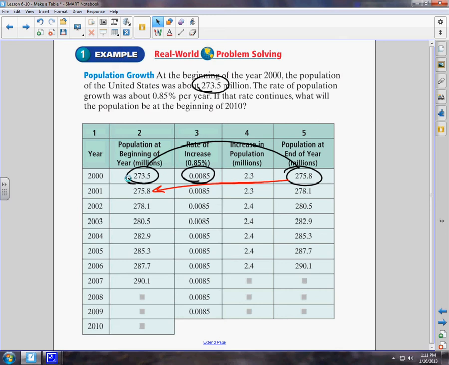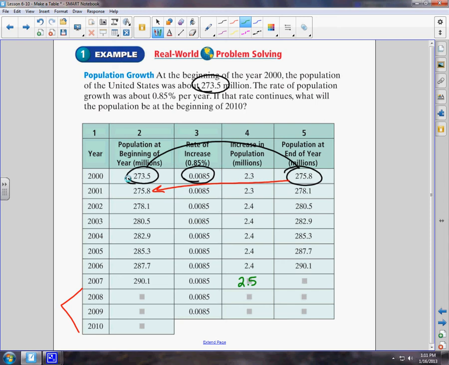So you don't need to copy the whole table. I just want you to try these last 4 years. Copy down 2007, 2008, 2009, 2010. Okay, so in 2007 we were at 290.1, and I'm going to multiply it by 0.0085. And if you notice, all these are rounded. So I'm going to put this rounded 2.5, because it's 2.46. So that rounds to 2.5.